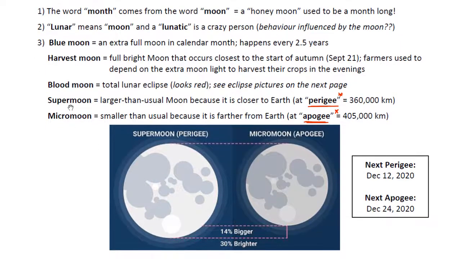Supermoons and micromoons are not just visual tricks, although there are some light bending tricks that happen. But a supermoon is when the moon is actually larger because it's closer. We call this perigee. When the moon is at perigee, it's about 360,000 kilometers away from us. When the moon is at apogee, which is its farthest away, it's about 405,000 kilometers away. And so we call that a micromoon. Supermoon, micromoon. Closest to us, farthest away from us. Please know these terms, perigee and apogee.